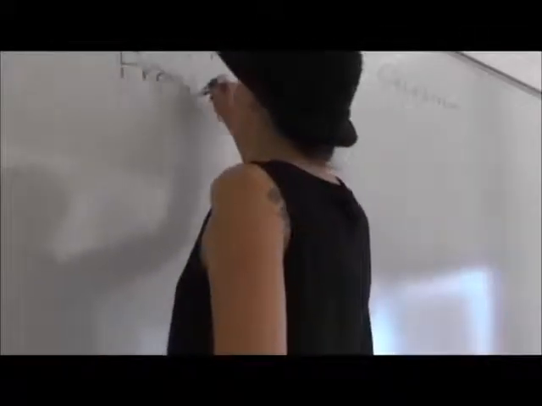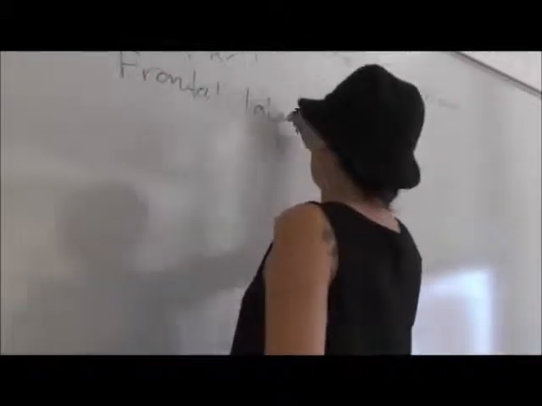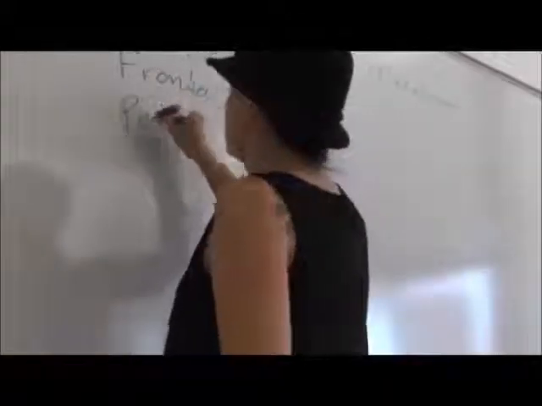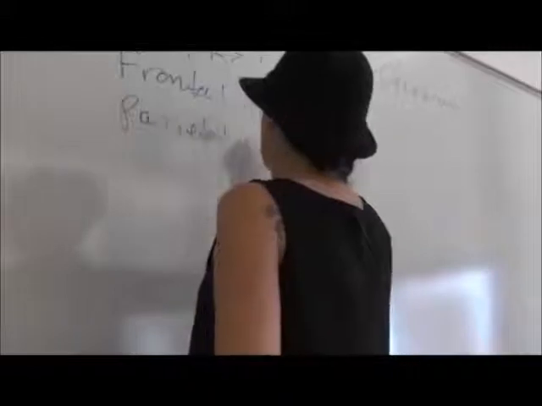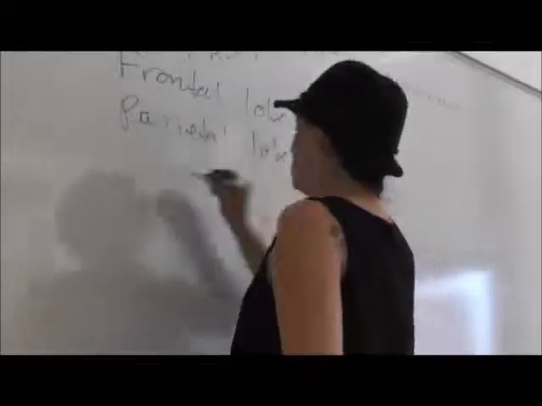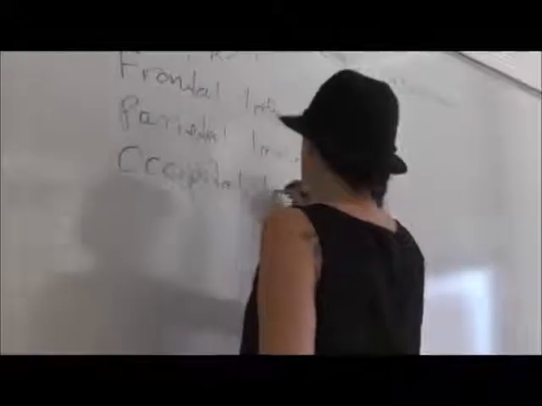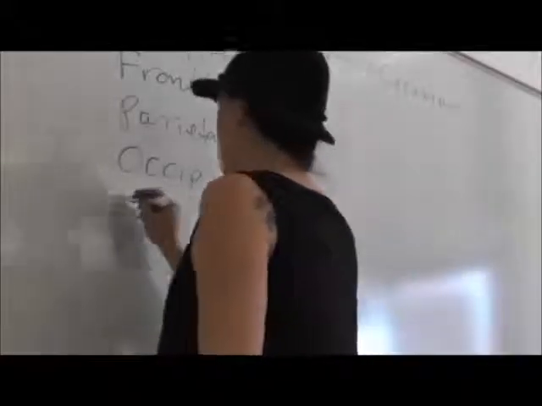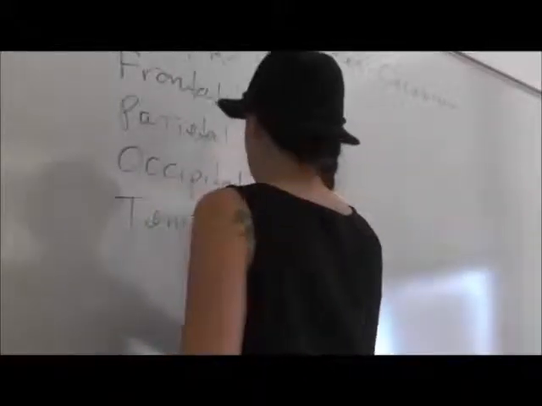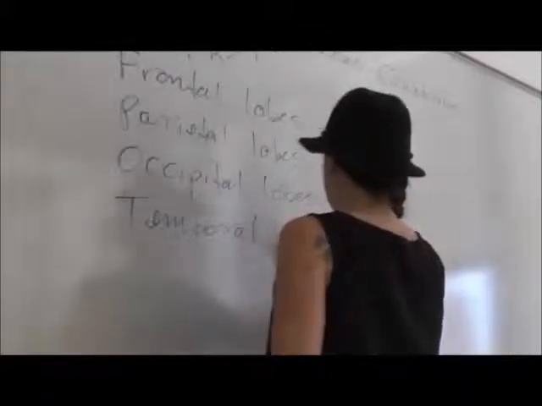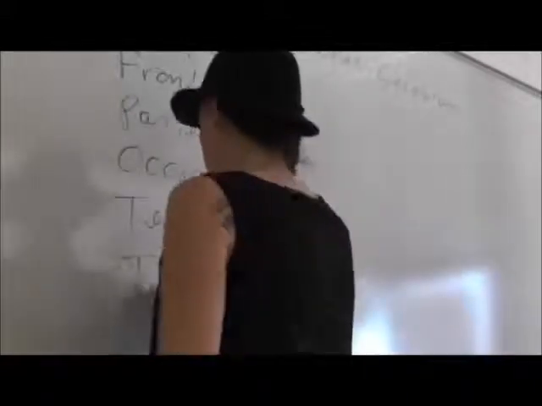So we can also say that we've got frontal lobes, we've got parietal lobes, occipital lobes, temporal lobes, and then this region called the insula.